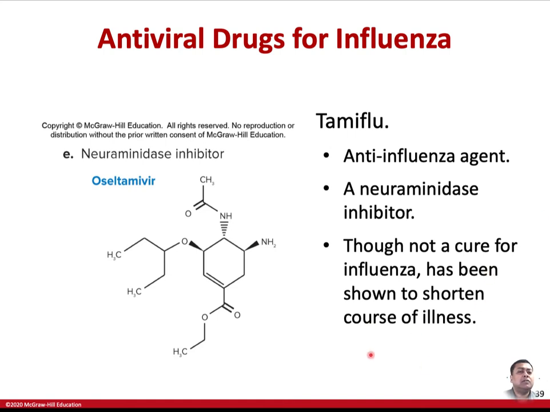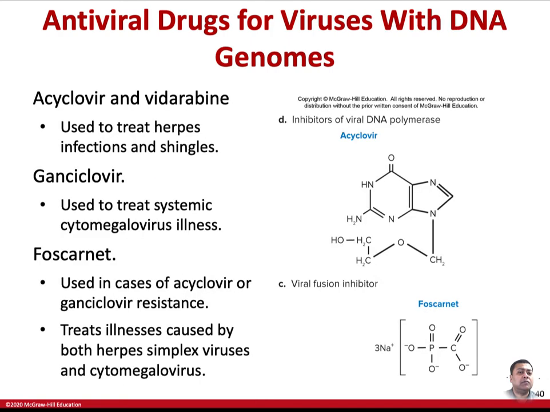There are some other drugs in the market as well, which is known as peramivir, which is an intravenous injection. Also another drug which is known as zanamivir, which is used with an inhaler as well. Those are your anti-influenza drugs.